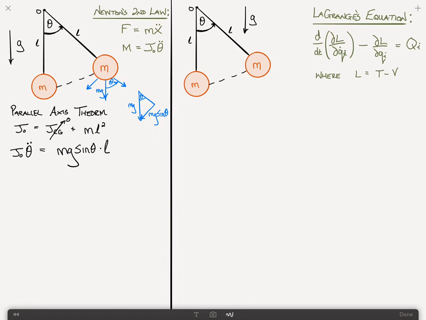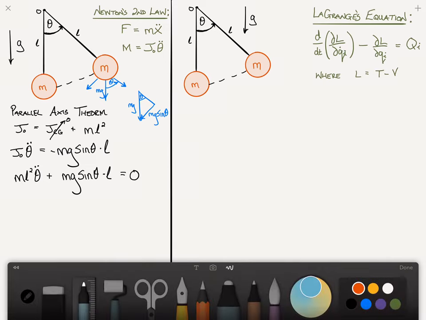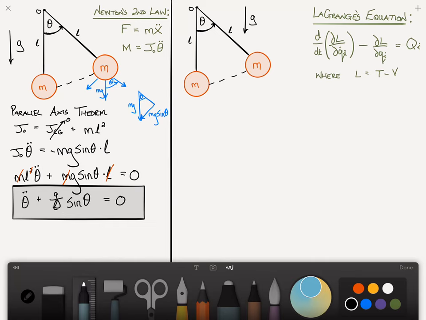But J0 is mL squared, so we can rewrite this as mL squared theta double dot. Excuse me, that should be a negative sign because the moment is in the negative theta direction. So mL squared theta double dot plus mg sine theta times L is equal to zero. We can cancel the mass, and we can cancel the length with one of the lengths there. Rewriting this gives us theta double dot plus g divided by L sine of theta is equal to zero. That's it. Just that simple.